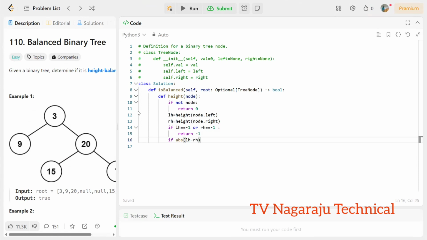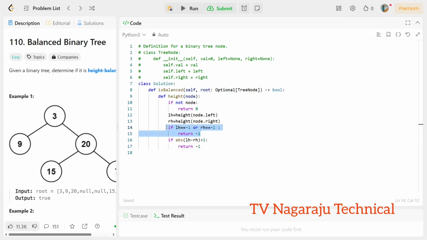Suppose the difference is -1, not a problem. The difference between the left subtree and right subtree being -1 is not a problem. Being 0 is not a problem. Being +1 is not a problem. So that is the reason I am calculating the absolute value. It always returns the positive value. If that value is greater than 1, then I am returning -1. You got the point? Why -1?